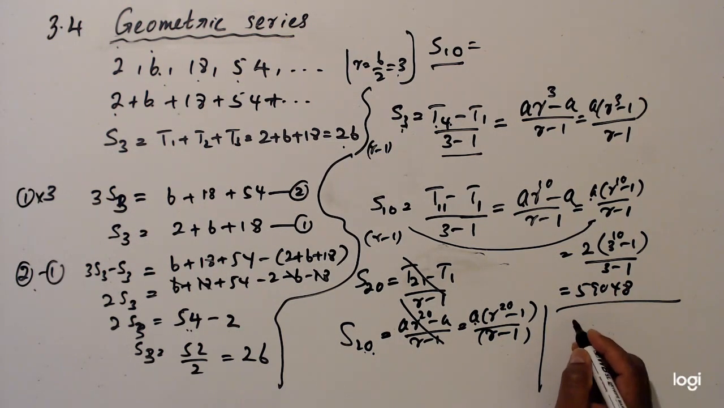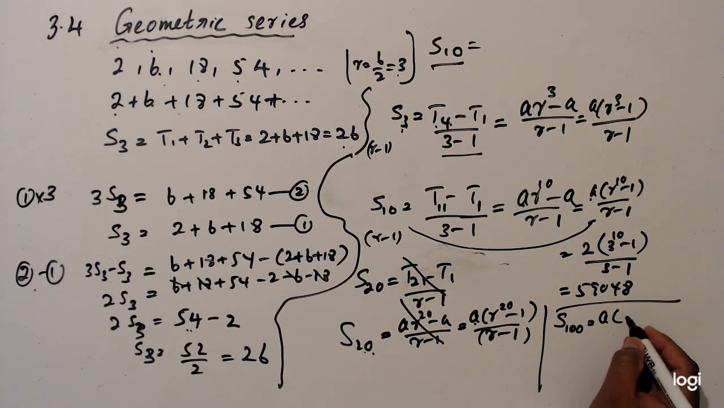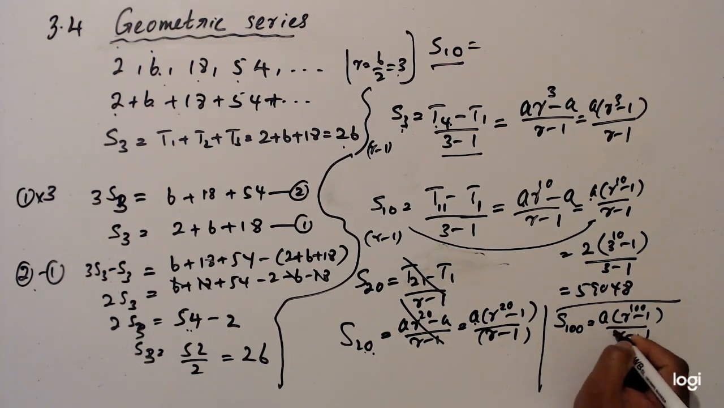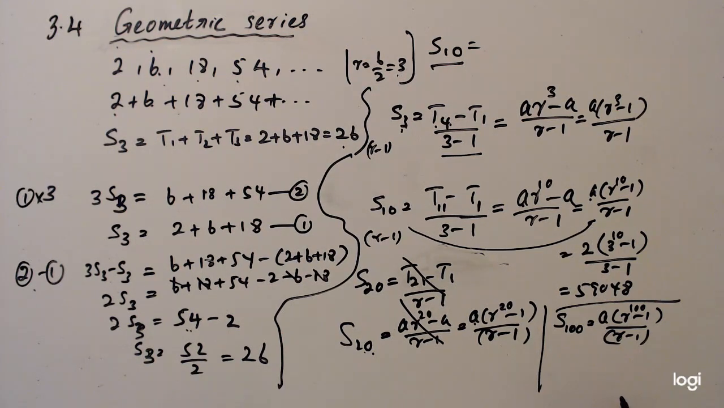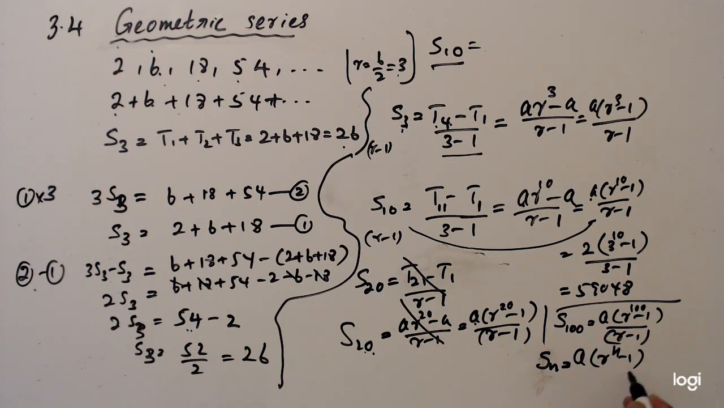Let's write S100. Then we need A (R^100 minus 1) over R minus 1. Same way, if you need to find Sn, you can do that. A, n terms. This is 100 terms. (R^n minus 1) over R minus 1.